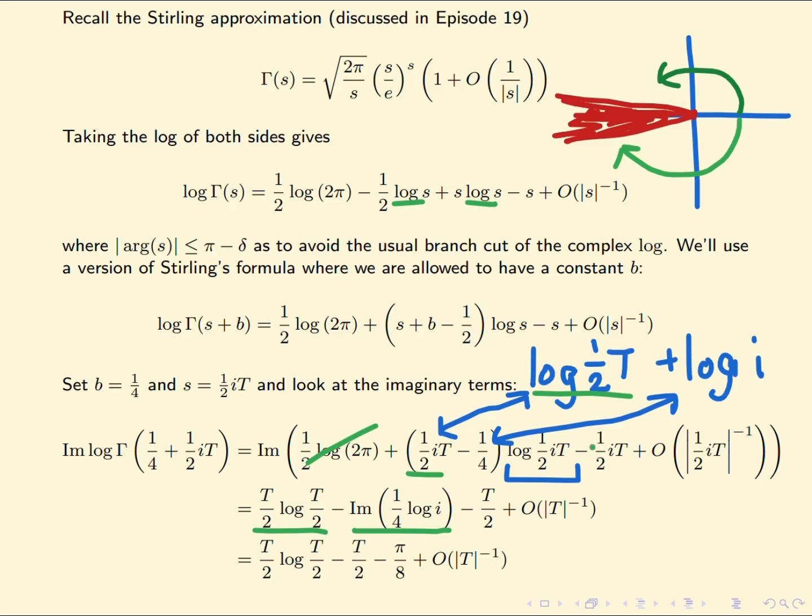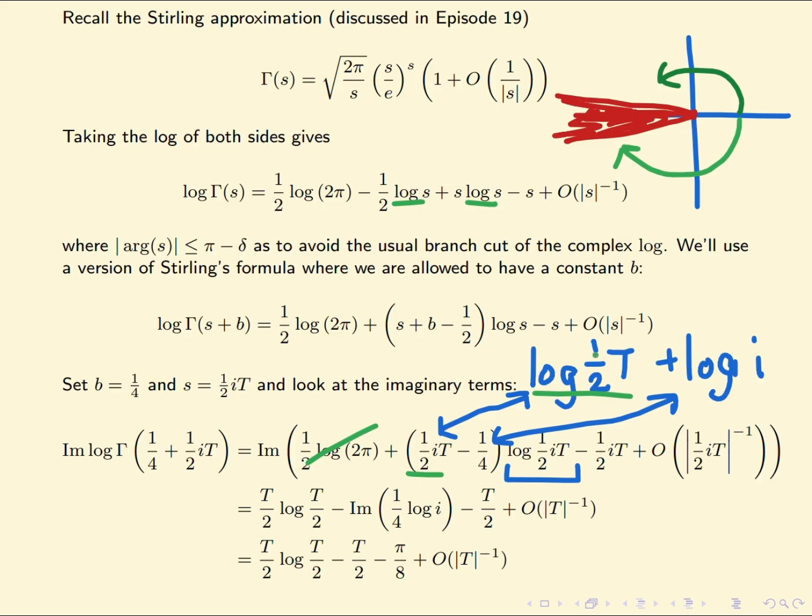And then this part is minus 1/2 it, but the imaginary part of this is just negative 1/2 t, so that's over here. And then this error term is just O of t to the minus 1, so I'm not doing anything with this for now. Okay, and finally I'm going to solve this. So I'm going to move the minus t over 2 in front of this thing.